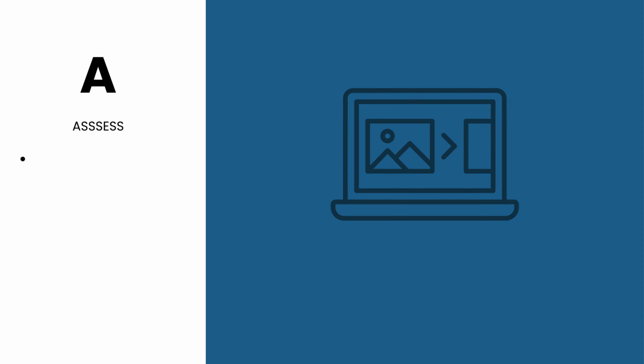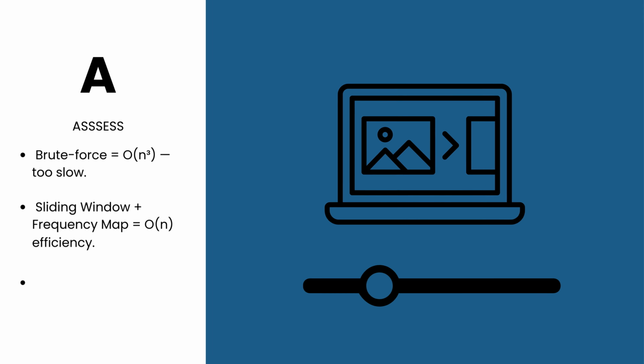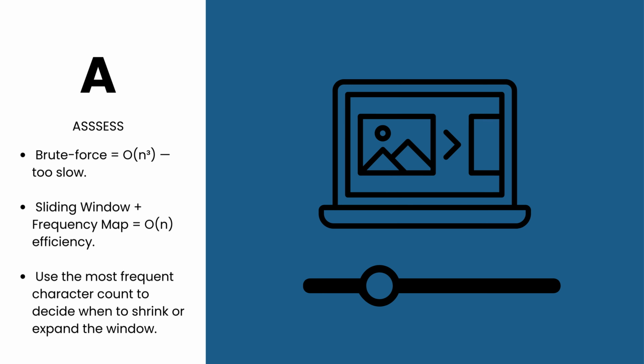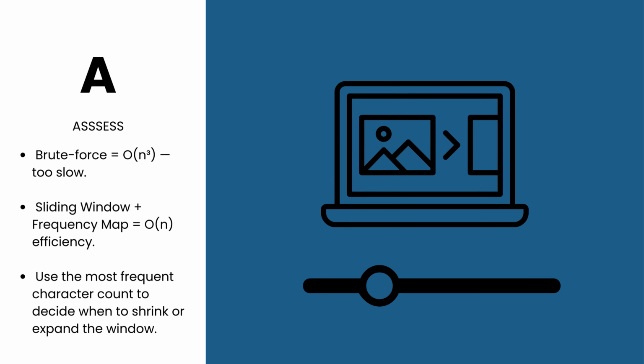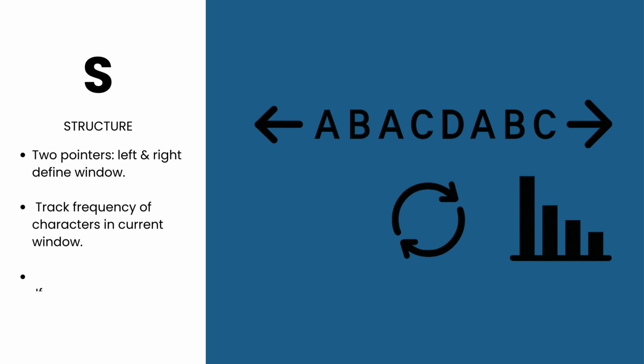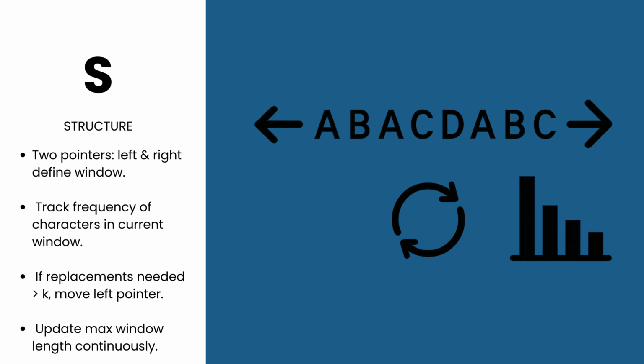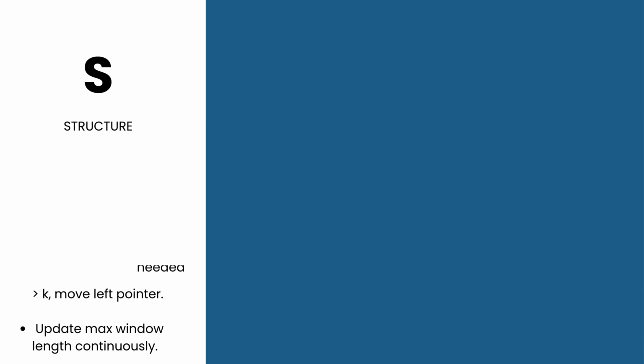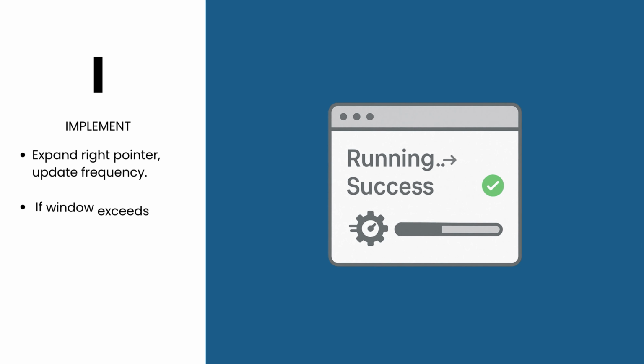We compared the brute force approach, which checks every possible substring, far too slow, with the sliding window method, which keeps track of character frequencies and adjusts efficiently. This gave us a clean O(n) solution. Our plan was clear. Use 2 pointers to represent the window, track how often each character appears, and expand or shrink the window based on whether we exceed the allowed number of replacements. Throughout, we keep updating the longest valid window length.